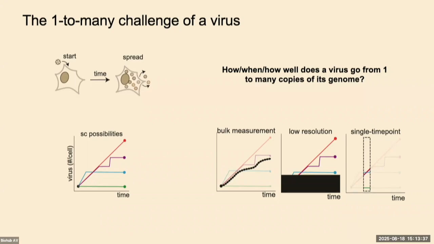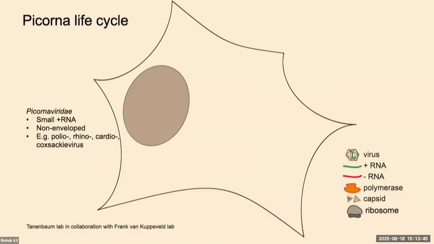So to overcome these limitations, I want to share a couple of efforts to develop live cell single molecule imaging tools to follow infections in single cells from the very first moment of an infection onwards. And the first of these is using the picornaviruses as an example. This is a collaboration from my time in the Tanenbaum lab together with Frank van Kuppeveld. The picornavirus, as many of you may know, is a small positive-sense RNA virus. For the purpose of this talk, this is what you need to know about it.